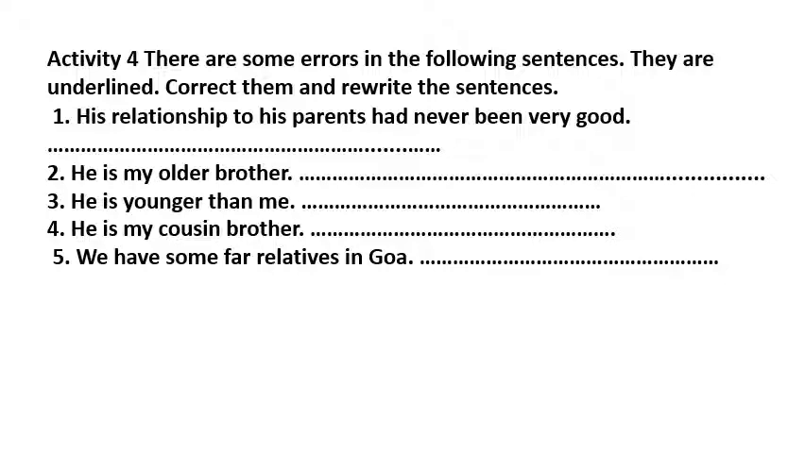He is my cousin brother. Cousin brother is a wrong term. The correct term is cousin. He is my cousin. You already know that's a male. When you say he, it's obvious that's a male person. He is my cousin. We have some far relatives in Goa. Not far relatives, distant relatives. We have some distant relatives in Goa.